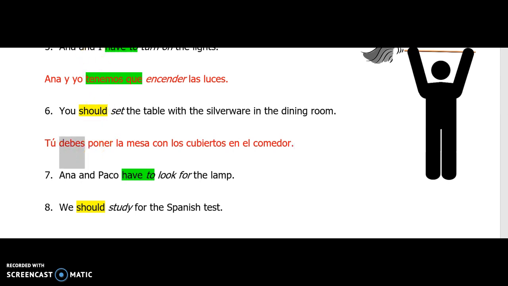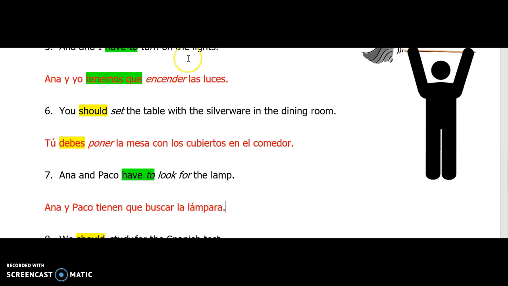Look at our parts. There's your deber, conjugated, followed by the infinitive. Don't conjugate it. So two more. Anna and Paco have to look for the lamp. Why they lost it, I do not know. But apparently they lost the lamp and they gotta go find it. Ana y Paco. Have to. What's the tener form for Ana y Paco? Tienen. Followed by que. Look for. Remember you look for the bus when you can't find your car? Buscar. What are they gonna look for? La lámpara.